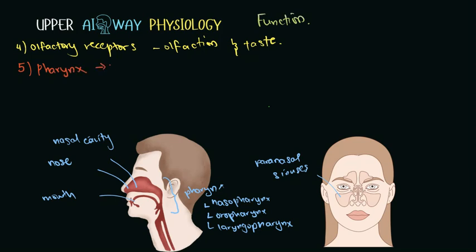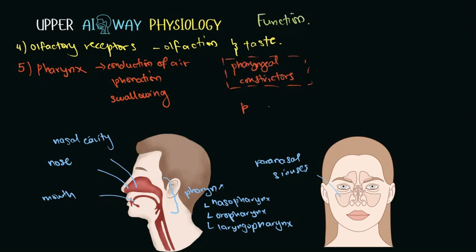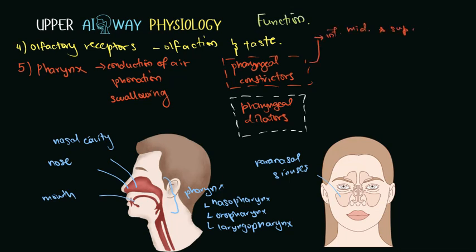The pharynx is a complex organ, and its main function is conduction of air, phonation, and swallowing. The muscles of the pharynx are grouped together to facilitate its different functions. They're grouped into pharyngeal constrictors or pharyngeal dilators. The pharyngeal constrictors consist of inferior, middle, and superior constrictor muscles.